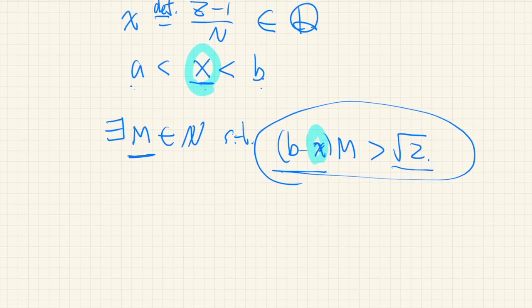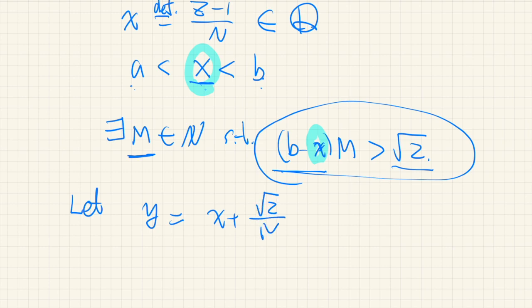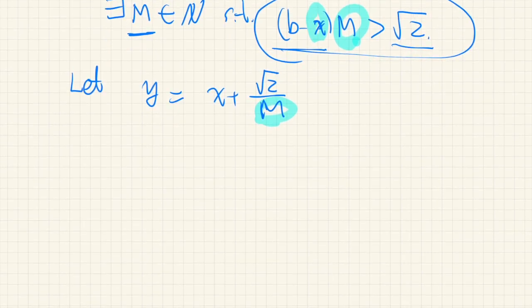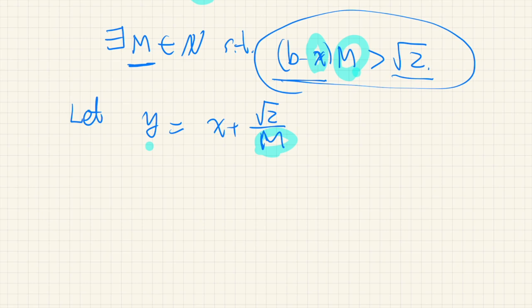Now let's define y as x plus square root of 2 divided by m. Now, how does this y evaluate? By this definition, by the way, this is not a rational number.